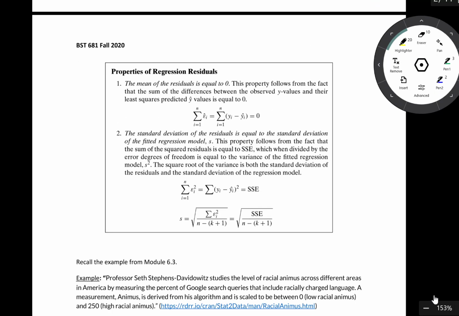Alright, so there are a couple of important properties of regression residuals. You'll want to take a moment, pause the video and read these, but the two main ideas are the highlighted pieces: that the mean of the residuals is equal to 0, and we've talked about this before, and that the standard deviation of the residuals is equal to the standard deviation of the fitted model.